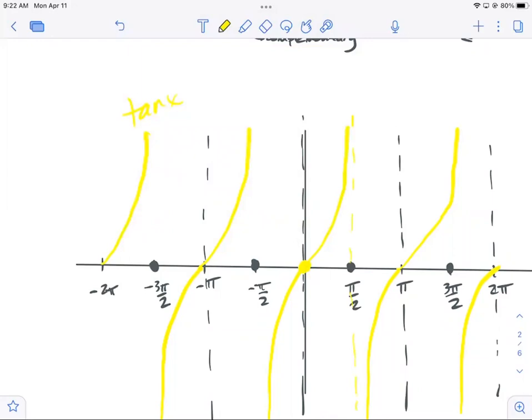DNE, because it's some type of infinity. What is the reciprocal of infinity? 0. So that's why cotangent has an axis point where tangent has a VA and vice versa. Now, let's think about some other points.